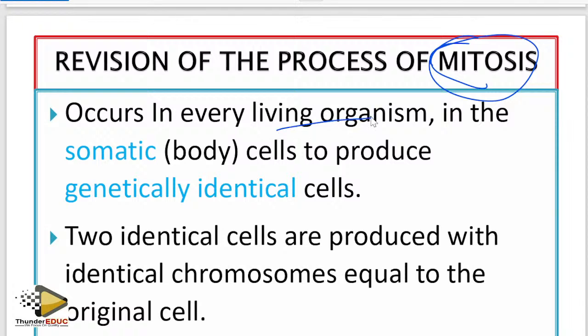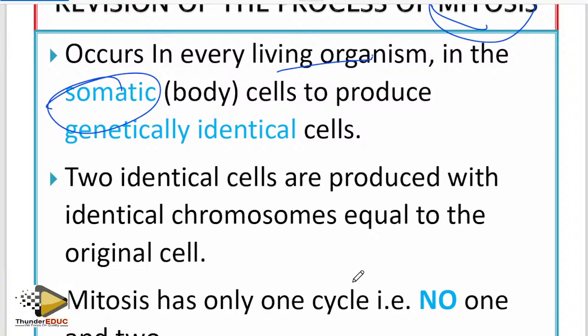Mitosis occurs in every living organism. Every part of the body has mitosis. That's why we say it occurs in the somatic cells, which we call the body cells. Why do we need mitosis? Basically, to replace damaged cells and generate new cells. That's why they are genetically identical. If you have a wound and the cells being replaced are different, then that part where you had the wound is going to look different. So you have to have something which is identical.